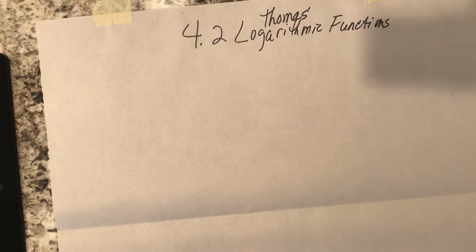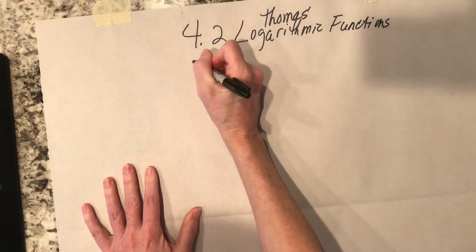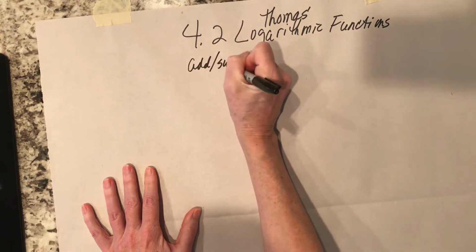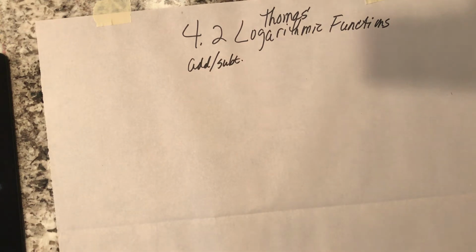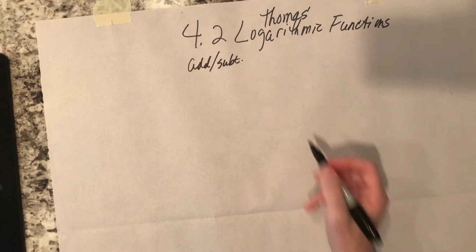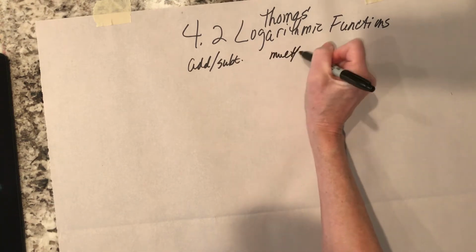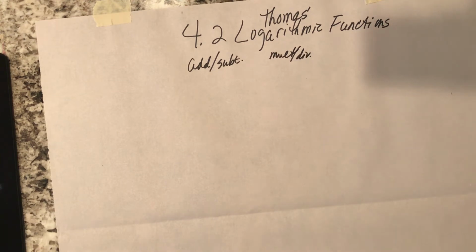Okay, logarithmic functions. We're playing the opposite game than we play with exponentials with logs. For instance, you know that addition and subtraction are opposite operations. 3 plus 5 equals 8. 8 minus 5 equals 3. One undoes the other. You know that multiplication and division are opposite operations. 3 times 5 is 15. 15 divided by 3 is 5, that sort of thing.